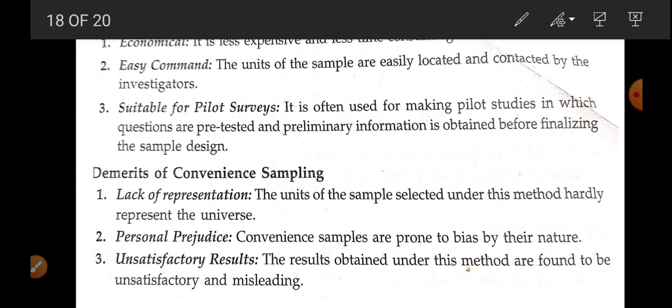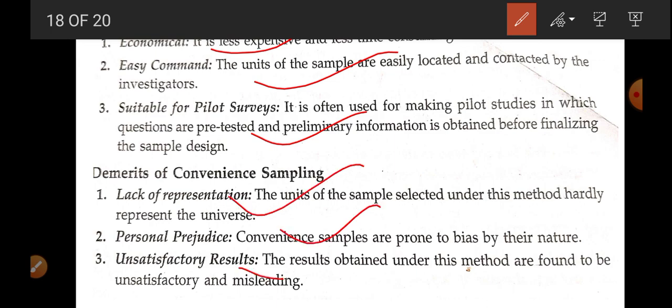Now merits: it is economical, the investigator works according to his convenience, it is easy to handle, and suitable for a pilot survey. Now demerits: lack of representativeness, personal prejudice, and unsatisfactory results. Why? Because he doesn't think about the accuracy or the reliability of the data. The investigator only thinks about his, or her, own convenience.